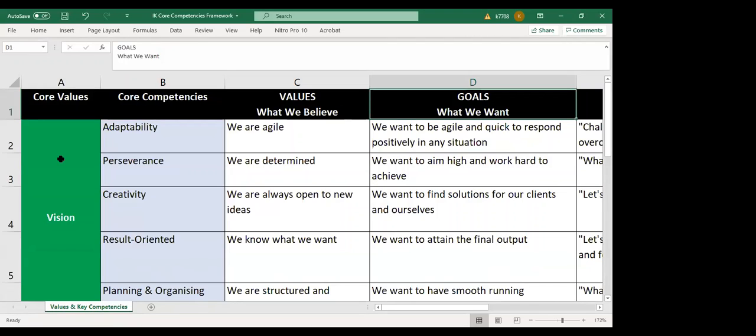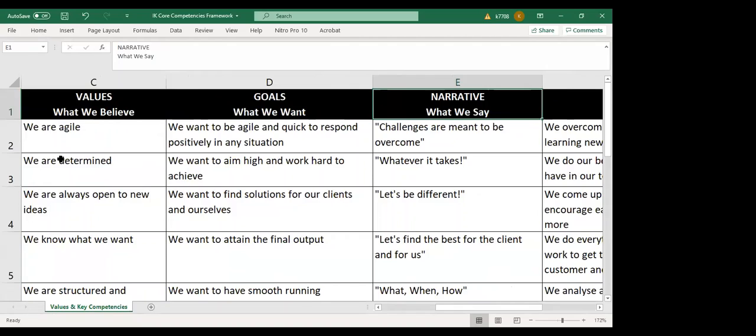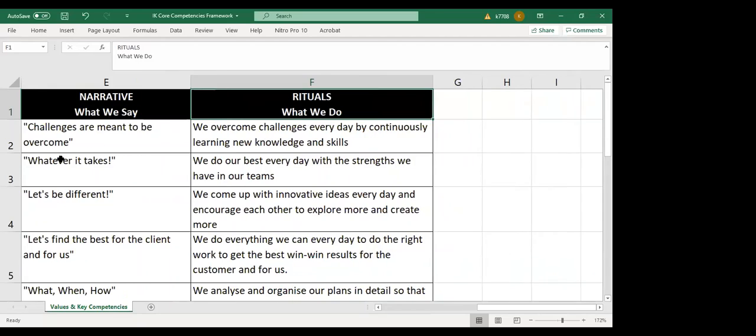We listen to our employees and we listen to them talk. What do they want? Do they want a promotion? Does it look like they want to stay very long in the organization? We listen very carefully. Narrative is, what are the things that they say on a daily basis? Or this is so difficult, or this is wrong, or I don't like this. What are the words they say? And then rituals, what do they do every single day?